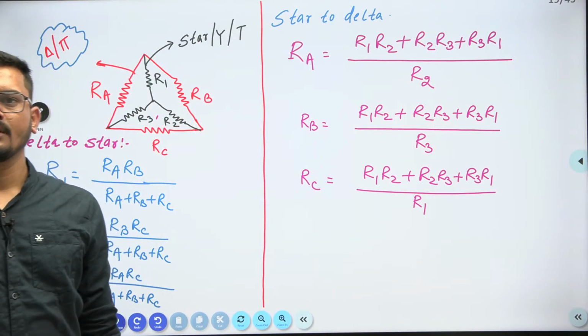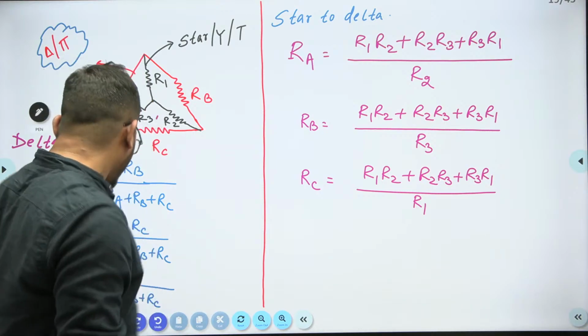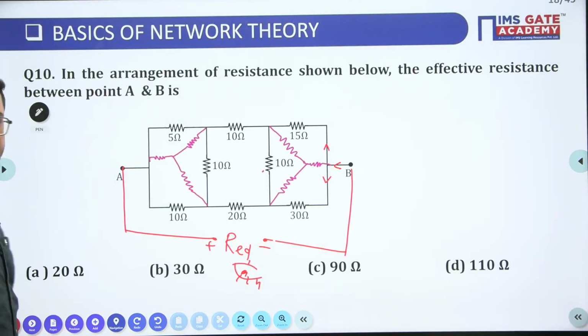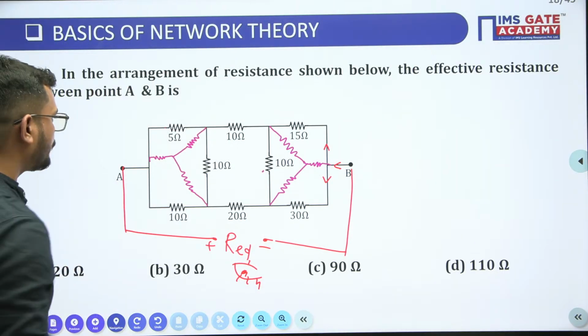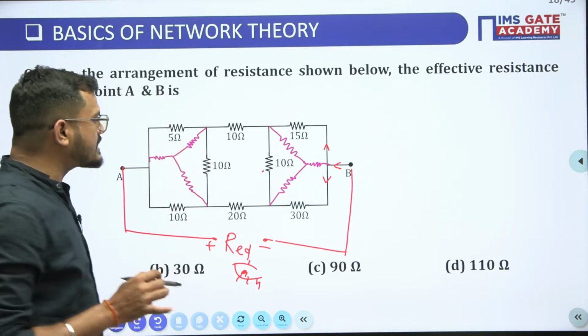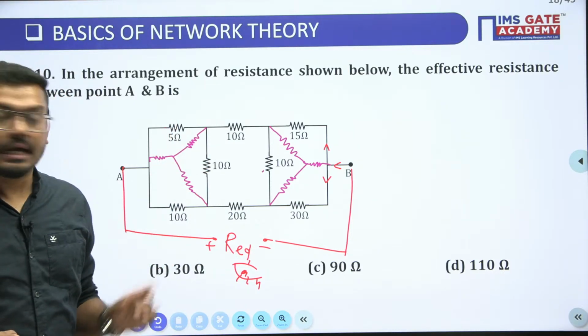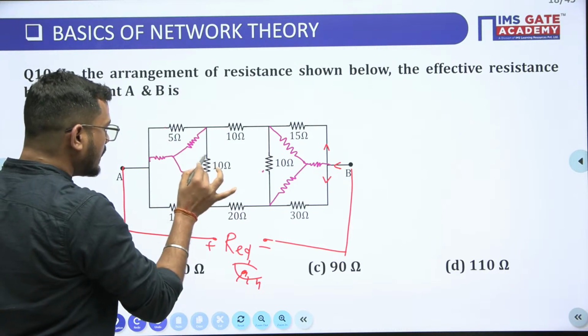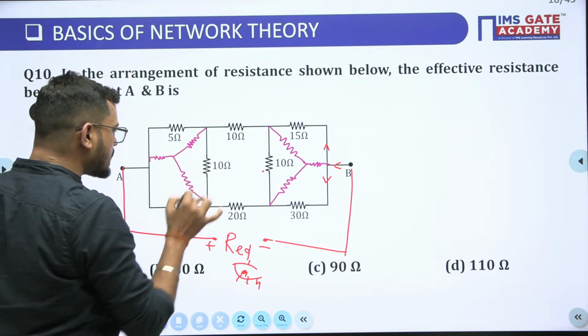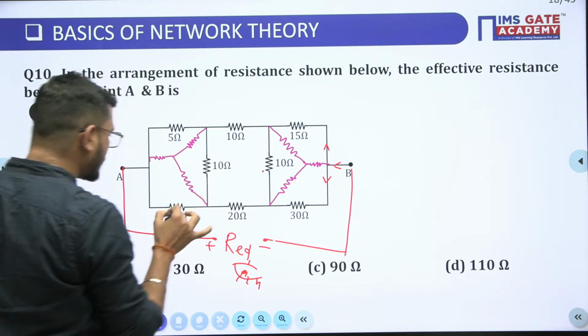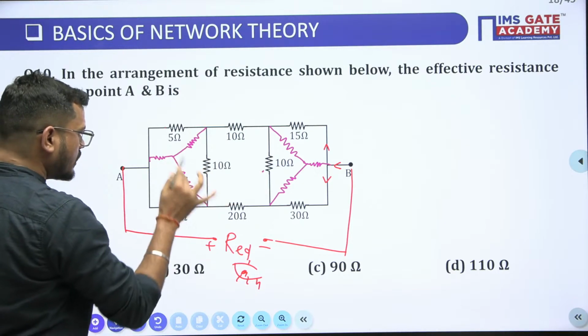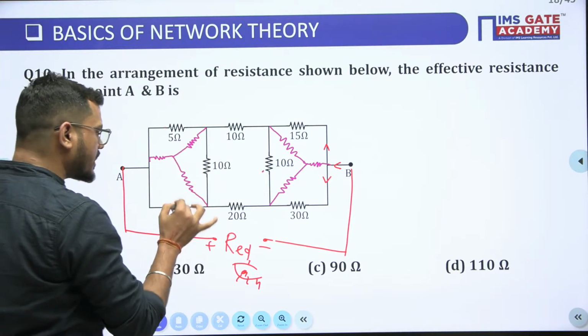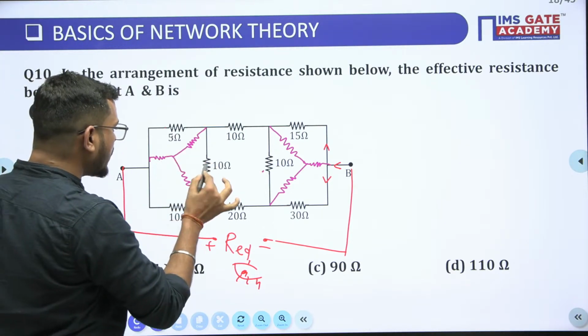Okay, so here again we have to calculate this R star value. So what is this? This into this into this, divided by this plus this plus this. If I talk about the sum, it is 5 plus 10, which is 15, plus 10, 25. So this is 50 divided by 25.